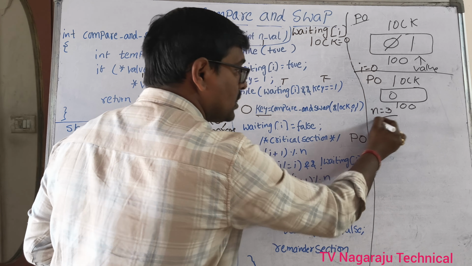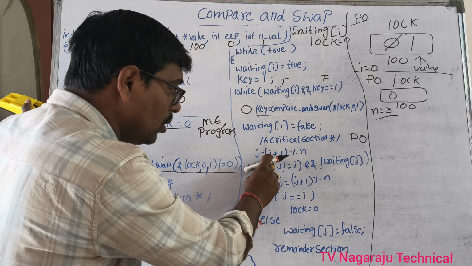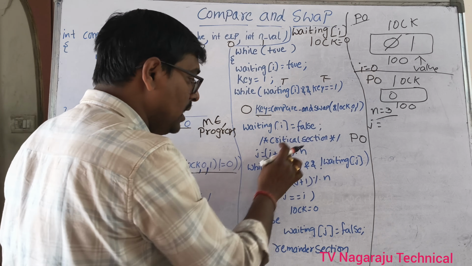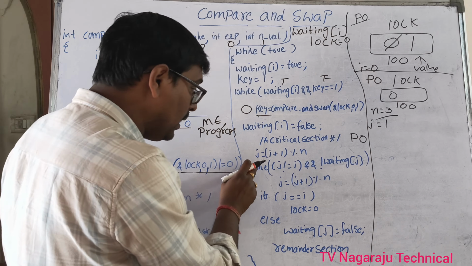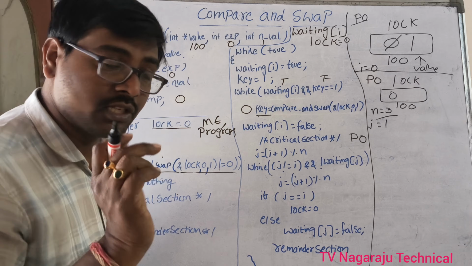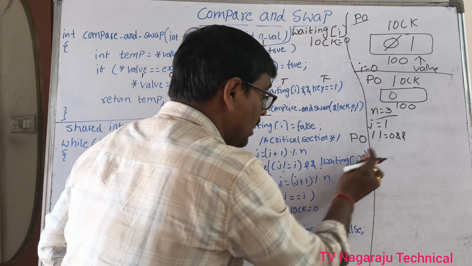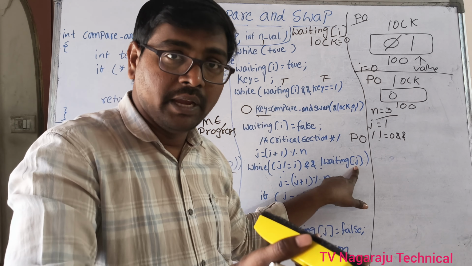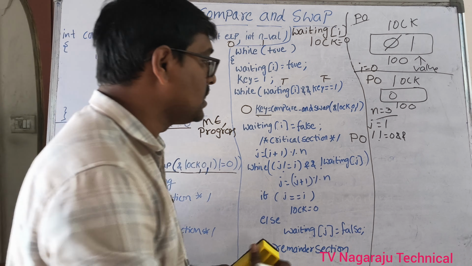Assume I have 3 processes, that is n is equal to 3. j is equal to i plus 1 mod n. Now what is the j value? I value initially I assumed as 0. 0 plus 1 is 1, 1 mod 3 value is 1. While 1 is not equal to 0, the condition is true, and waiting of j. What is the waiting of j? Assume P1 is waiting. Waiting of j is equal to true. Not waiting of j means this is false.